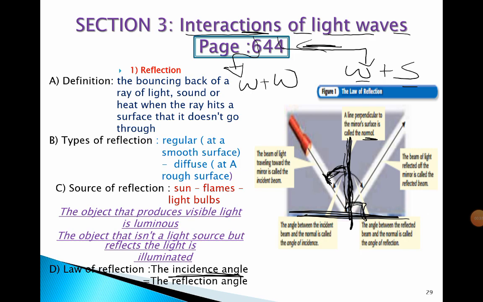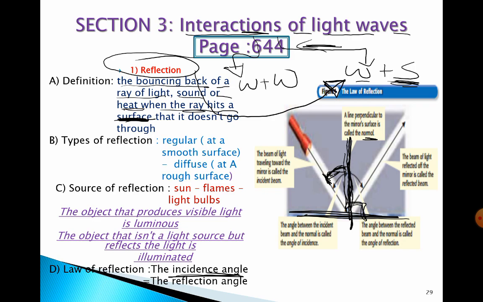The first type of interaction is called reflection. What is the meaning of reflection? The bouncing back of a ray of light, sound, or heat when the ray hits a surface. So reflection is part of the second type of interaction, wave and surface.